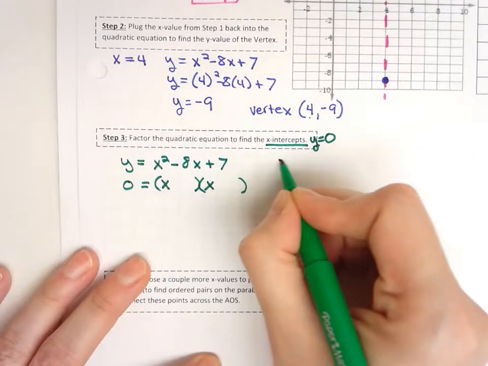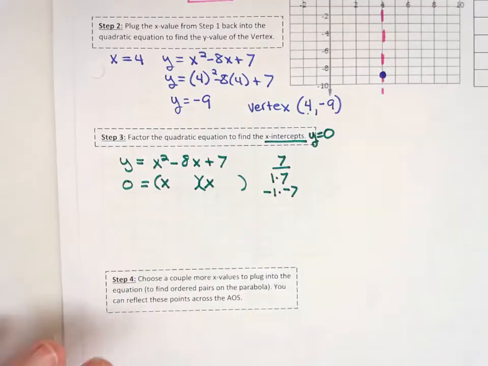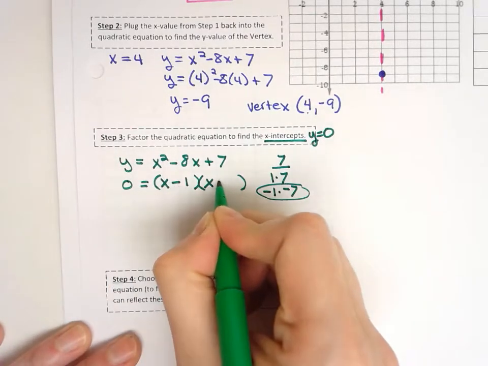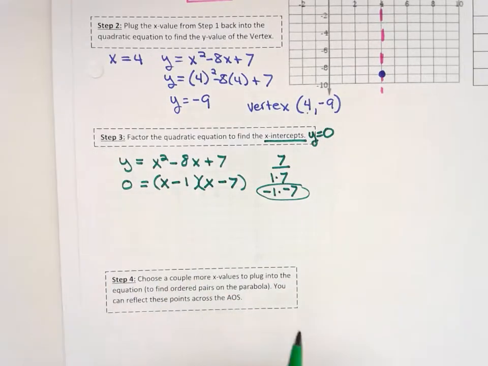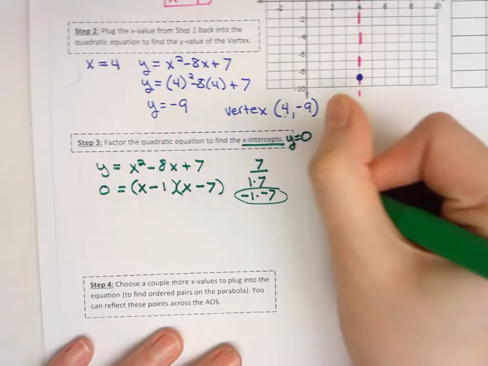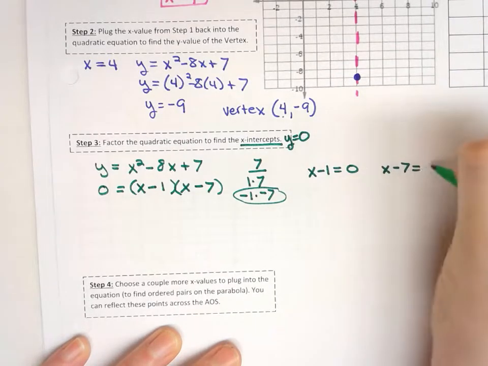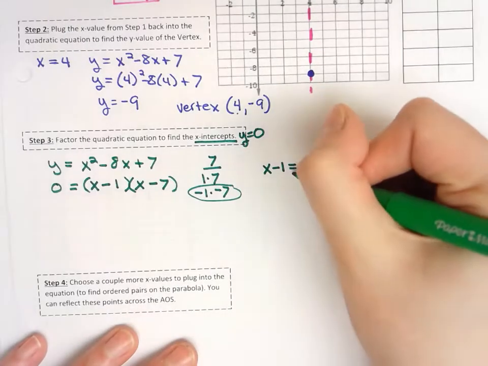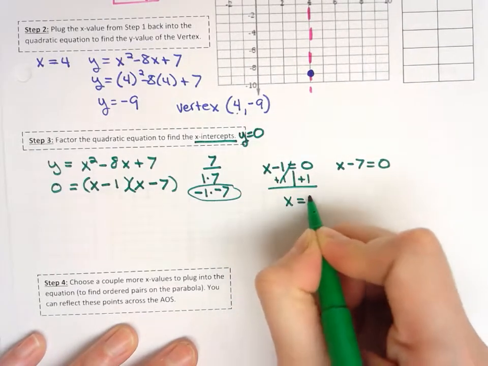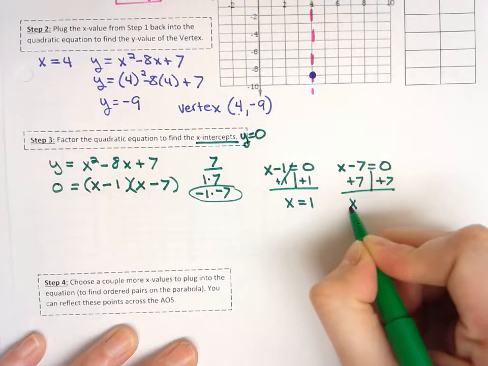I'm going to list the factors of a positive 7, which could be both positive or both negative, but the ones that are going to add to give me negative 8 are negative 1 and negative 7. Now, the thing that we learned is that when we are multiplying two things together and our answer is 0, then that means one of those or both of those parentheses have to equal 0 themselves. And all you are doing at this point is just a one-step problem. On this one, I would add 1 and get x is equal to positive 1. On the other one, I add 7 to both sides, and I got x is equal to 7.